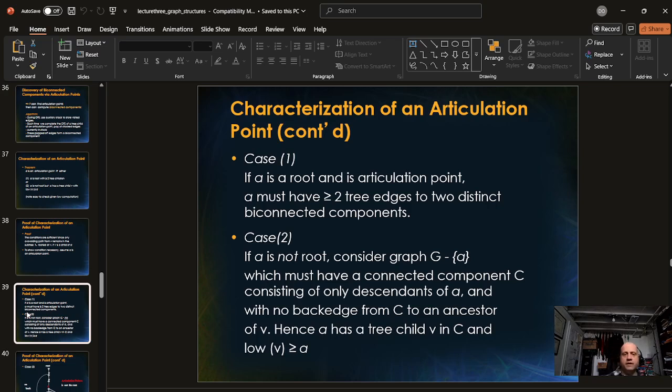Second case, if A is not a root, then consider the graph G minus the set containing A, which must have a connected component C consisting of only descendants of A with no back edge from C to an ancestor of A. Hence, A has a tree child V in C and low(V) greater than or equal to A.